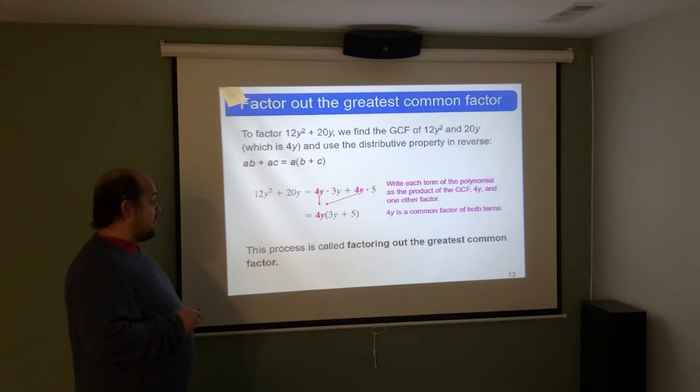So I split up this 4y that I factored out of both of them by putting it out front of the parentheses. Inside the parentheses, I put what was left behind after the division for each. 3y plus 5. Note that if I multiply back, 4y times 3y would give me 12y squared. 4y times 5 would give me 20y.